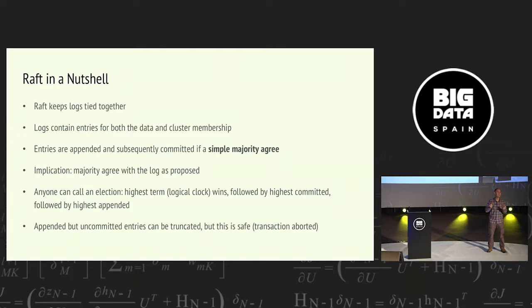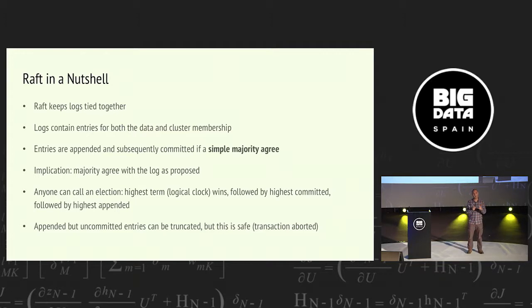This actually does stop things like split brain. If you can't get a majority, you can't elect a new leader, so you can't get split brain in the cluster. It's very, very cool. So the implication of this is that the majority agree with the log as proposed, which means that the majority have a complete and accurate view of the system from time equals 0. Raft is absolutely lovely.